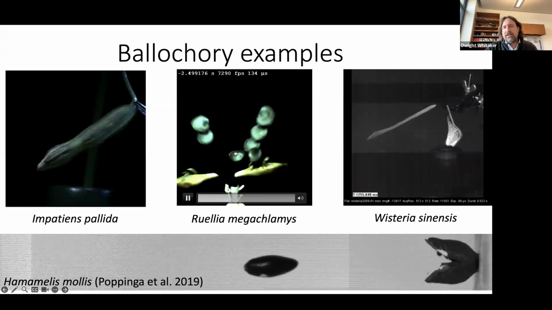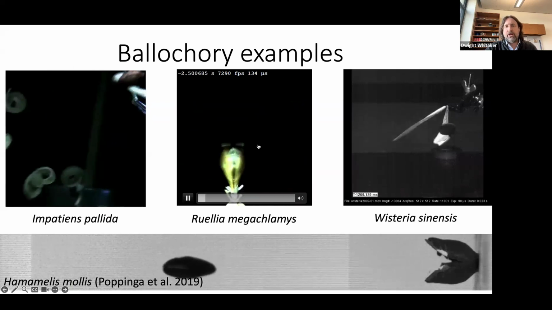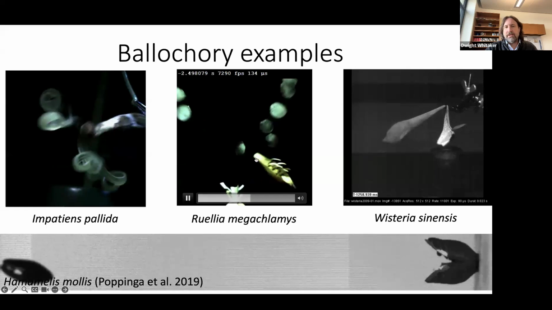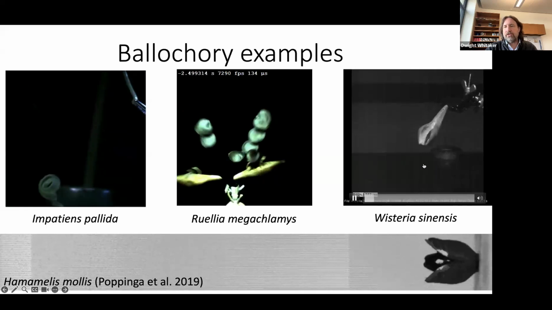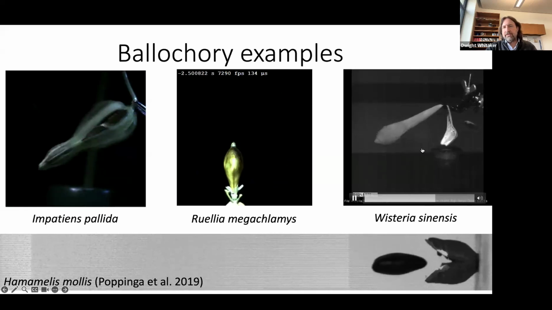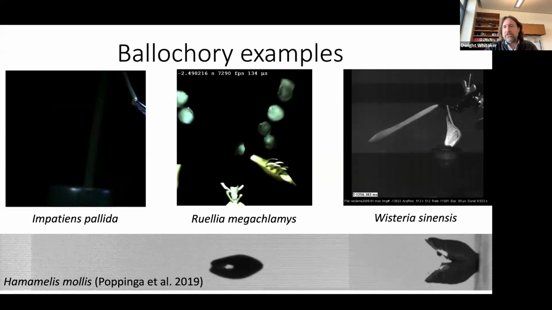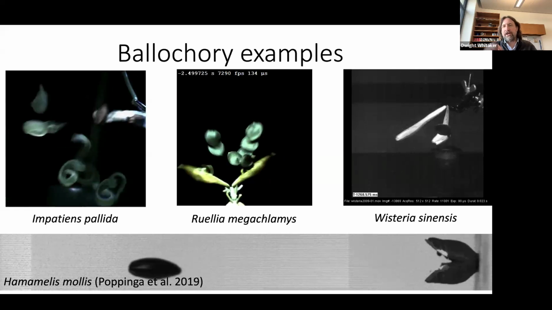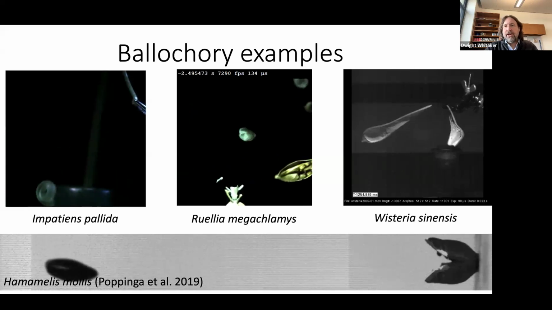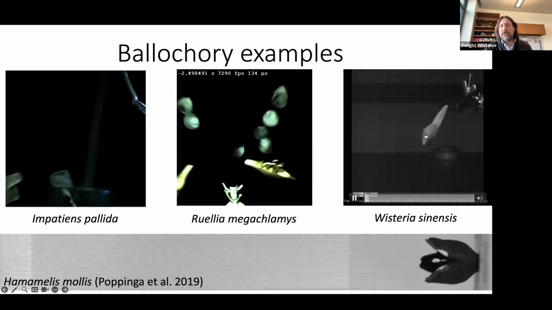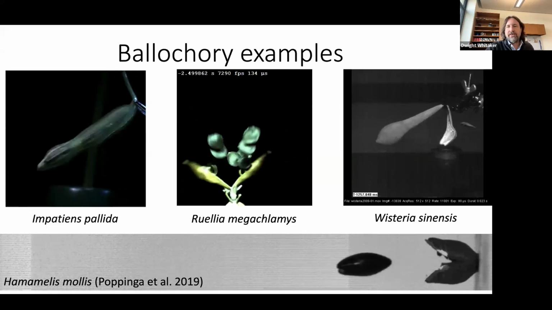Ruellia megaclimus, maybe a less familiar plant. This is a tropical fruit. This is similar to one of the ones I'm going to talk about later on, just a little bit larger version. Wisteria is a non-native plant. Wisteria sinensis is a creeping vine that has beautiful purple flowers. A lot of people use it decoratively. If you have a wisteria vine, you may notice in the fall that it tends to explode and shoot its seeds after water gets on it.